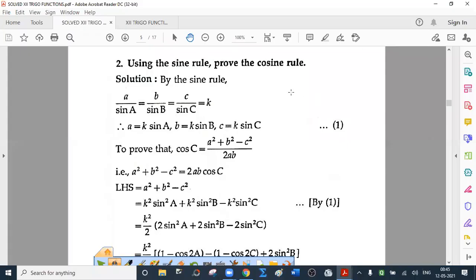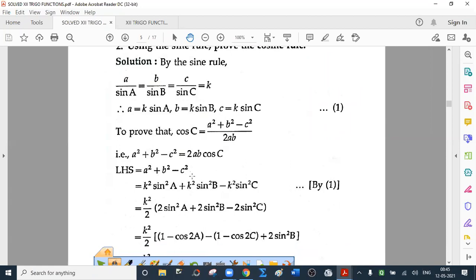Now the second question was using the sine rule, prove the cosine rule. Now by sine rule, a upon sine A is b upon sine B is c upon sine C equal to k. So what is small a? a is k sine A, b is k sine B, c is k sine C. Now we have to prove cosine rule, that is to prove cos C equal to a square plus b square minus c square upon 2ab. That is to prove a square plus b square minus c square equal to twice ab cos C. We begin with LHS. a square plus b square minus c square.